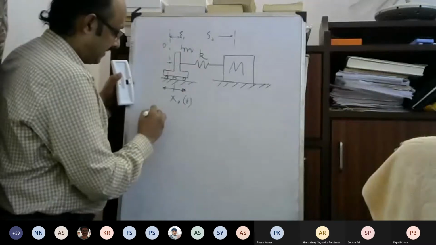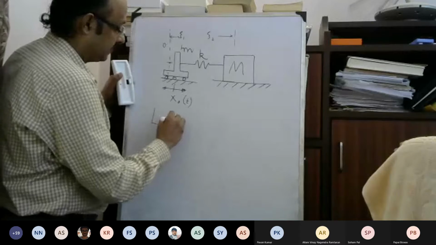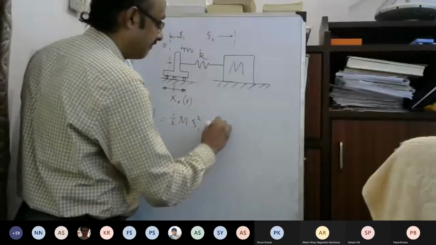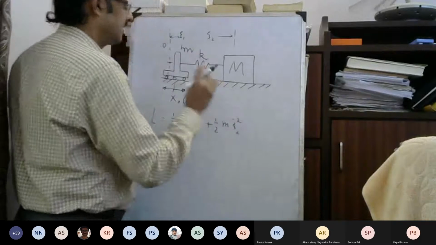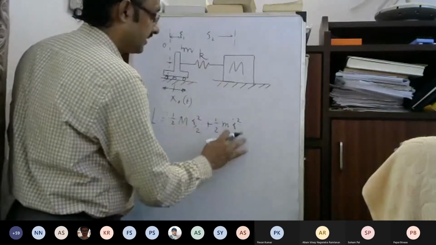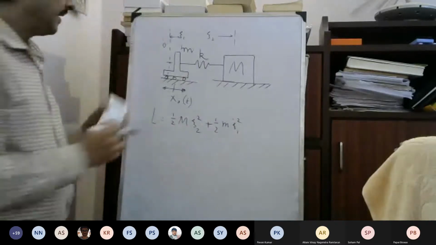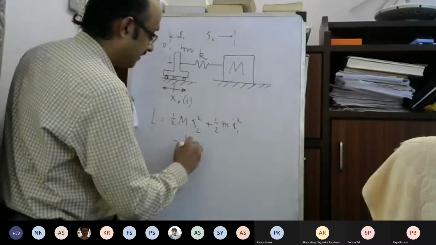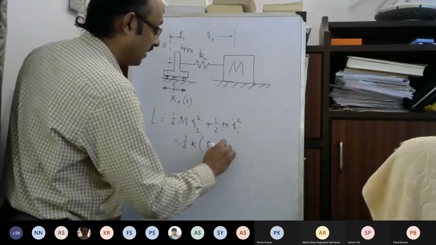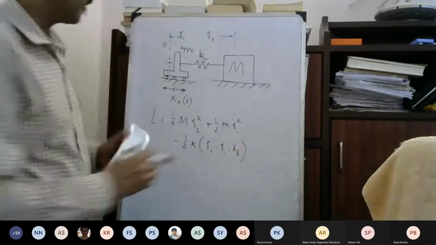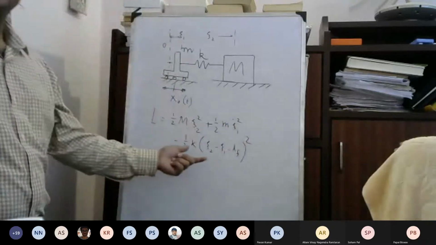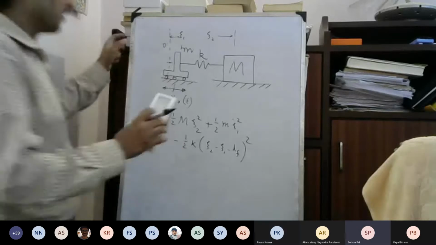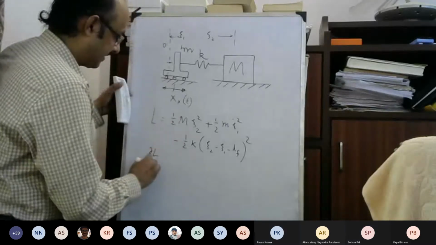So we have our Lagrangian. This will be half m zeta 1 dot square, half m zeta 2 dot square, and the kinetic energy and the potential energy will be half k times zeta 2 minus zeta 1 minus Lf, squared. Is it correct? Yes, sir. Okay, good.